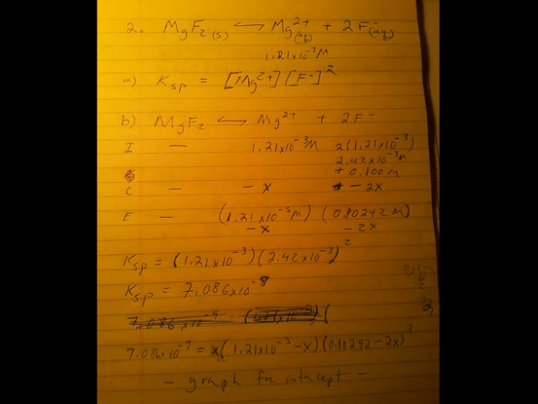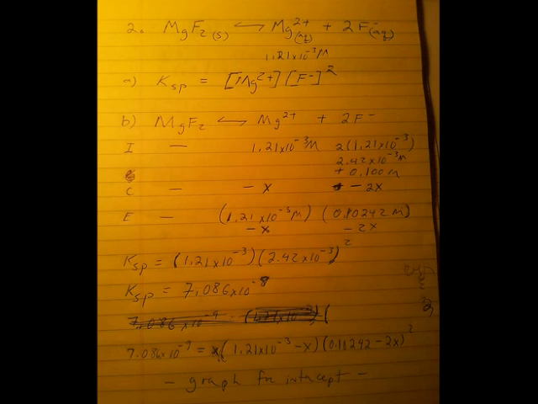Then in the change row, since we have more magnesium and since we have more fluoride, we're going to shift back to solid. We're going to have some of that magnesium ion, some of that fluoride ion falling out of solution and precipitating as solid magnesium fluoride. So under magnesium, minus x. Under fluoride, minus 2x, right? Because for every 1 magnesium ion, we need 2 fluoride ions.